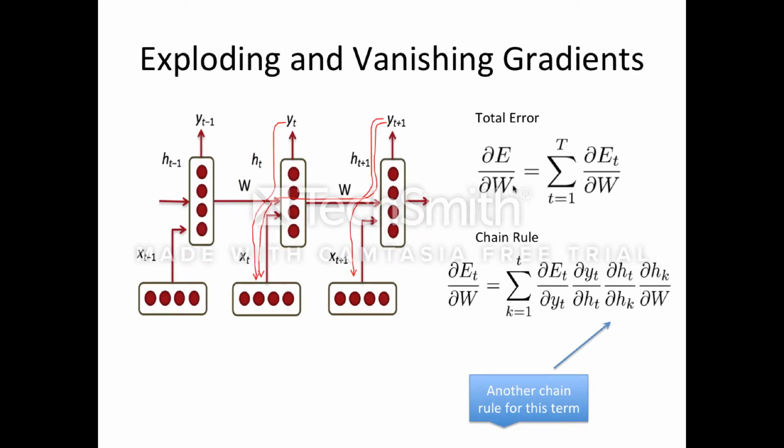Going more in depth with regards to the problem of exploding and vanishing gradients, we take the derivative of the error at each time step. That is, it is represented as the summation of t from 1 to capital T. The error at each time step is computed by applying the chain rule of differentiation.